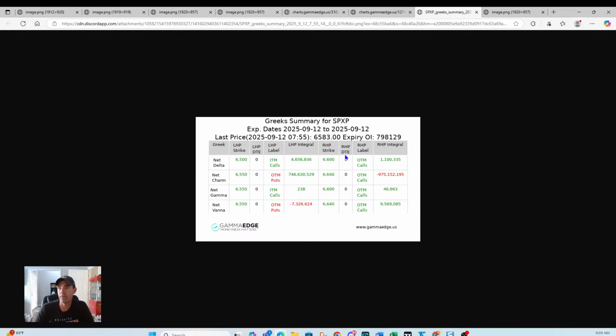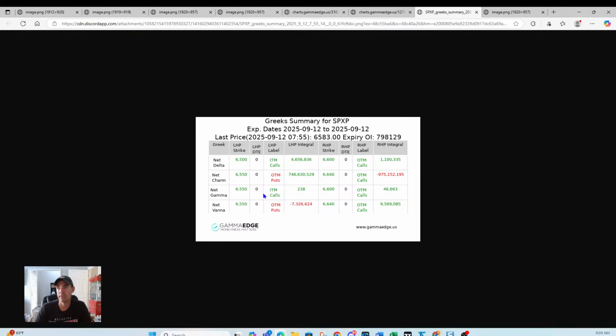Out of the money calls, if we get above 6,600, we'll capture all these out of the money calls. This positive delta going into our book obviously gets longer. Dealers will most likely have to hedge that as we continue to move up. Any pullback, 6550 is a charm level. Again, that would be supportive. Gamma 6550. Again, that would be the accelerator.